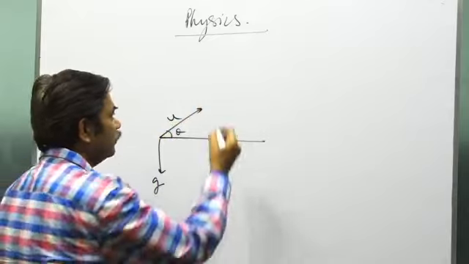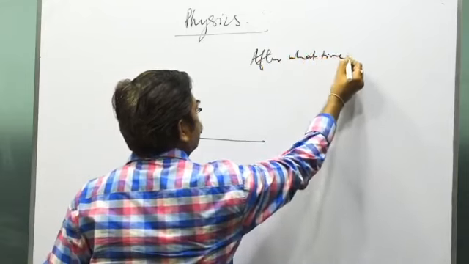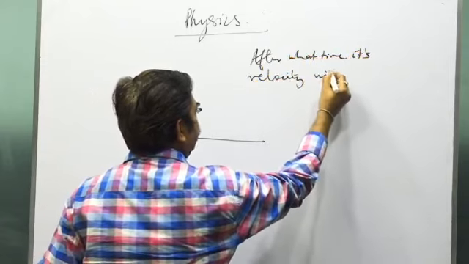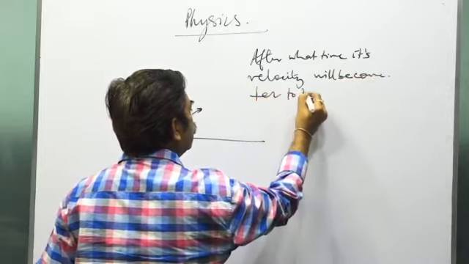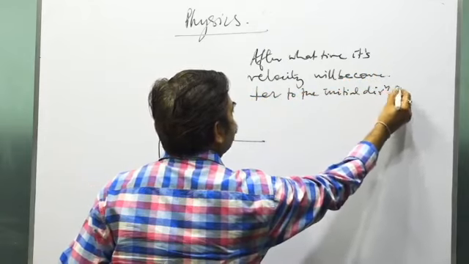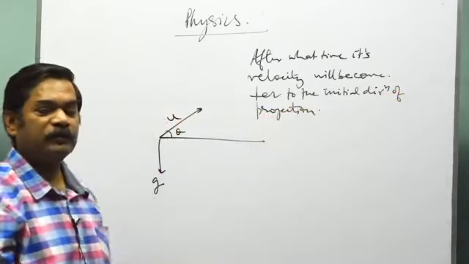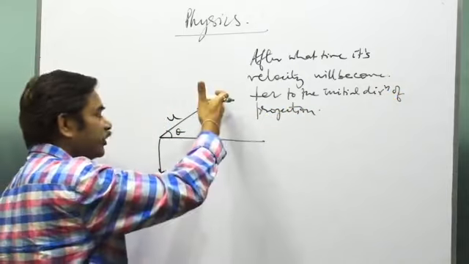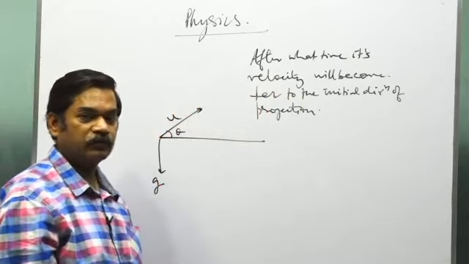Now see, the question is that after what time its velocity will become perpendicular to the initial direction of projection. After what time its velocity will become perpendicular to the initial direction of projection. मतलब आपने जिस ओर प्रोजेक्ट किया है, after what time its velocity will become perpendicular to that direction. This is what you have to calculate.